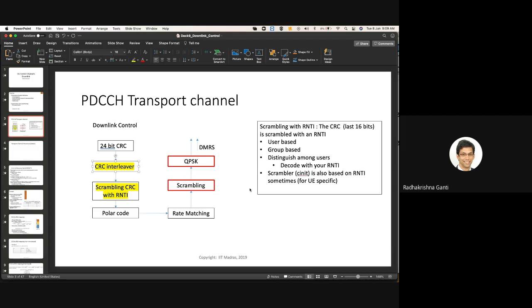Whereas user 25 will unscramble with 25. Of course, the unscrambling will be wrong, so the CRC that he gets will be wrong. And what will happen because of that? He will think that this data is not for me, and he'll discard that PDCCH, whereas the other user will use that PDCCH to do the next steps.